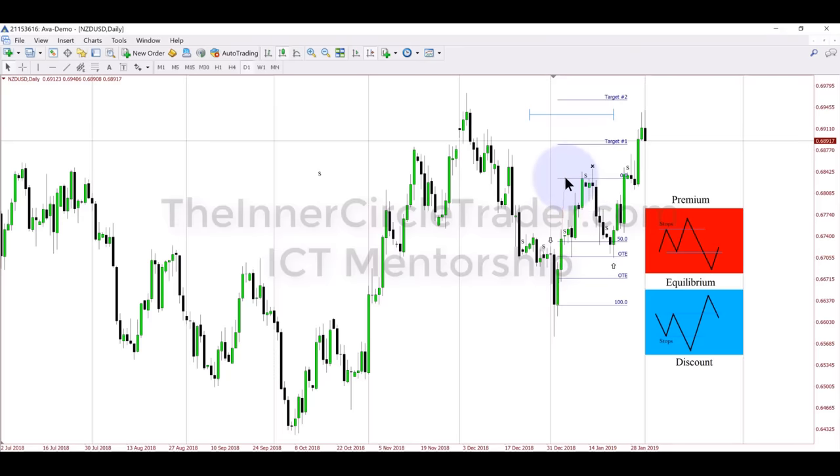Right here, I'm a little higher than I should be. There we are. Bingo. 62% retracement level. So there's our level we're looking for. Once you have this on your chart, all you're doing is waiting for a Monday or Tuesday or Wednesday to trade down into that.